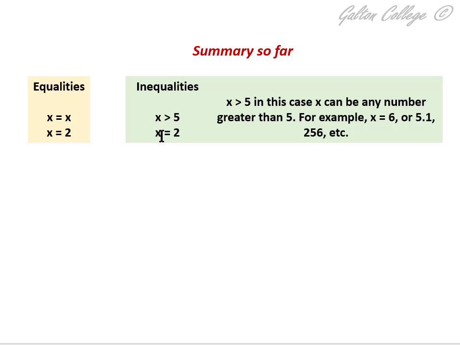We could have, say, x equals 2. Well, in that case, if x is equal to 2, 2 is not greater than 5. So this is where we have problems. We need to be absolutely sure that the inequality is in fact an inequality, and that the values on one side are greater than the values on the other side.